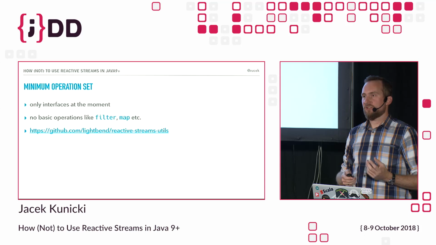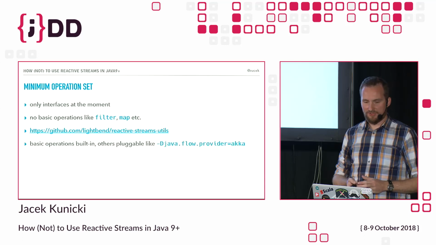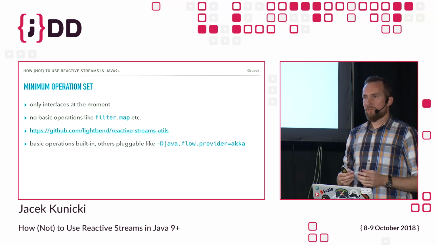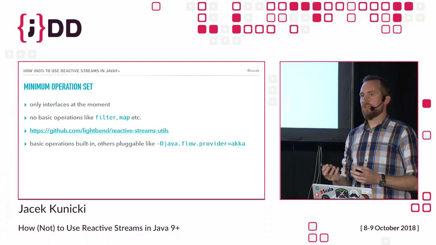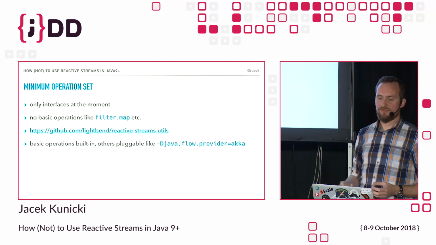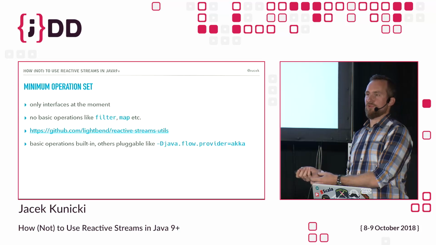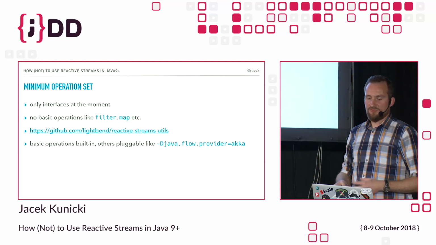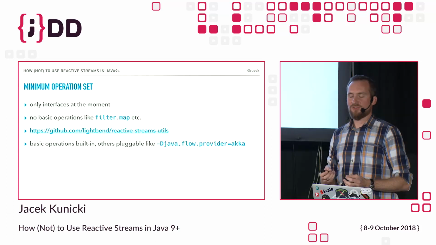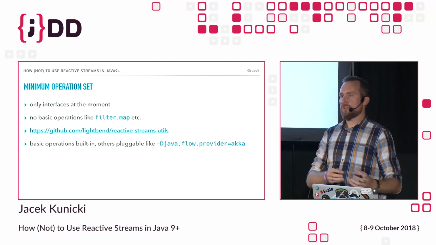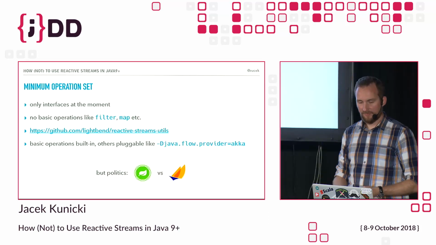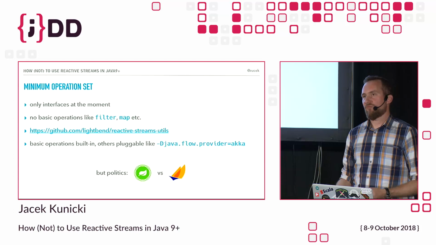There is actually an initiative by Lightbend called Reactive Streams Utils, a library that provides the basic operations, but then allows you to plug in the implementations of all the more complex operations by just specifying a system parameter to your program. This would unify things a bit, because it would give you the basic operations, and then if you want to use Akka Streams for the more complex stuff, or Project Reactor, you are free to choose. But there is still a bit of politics around it.